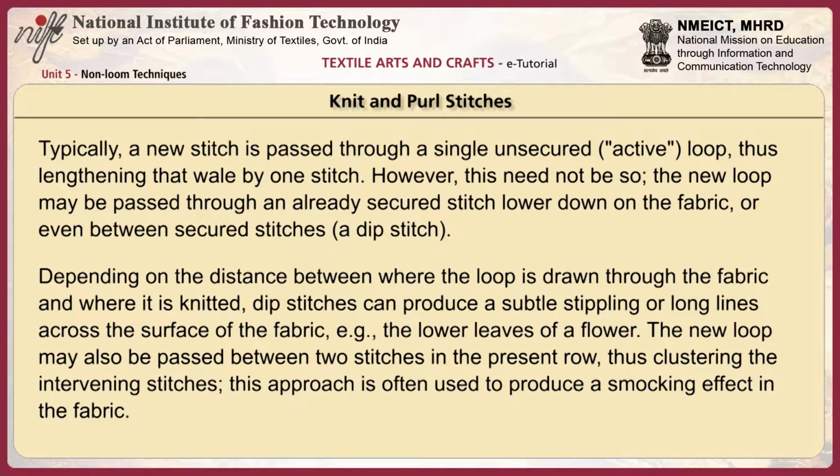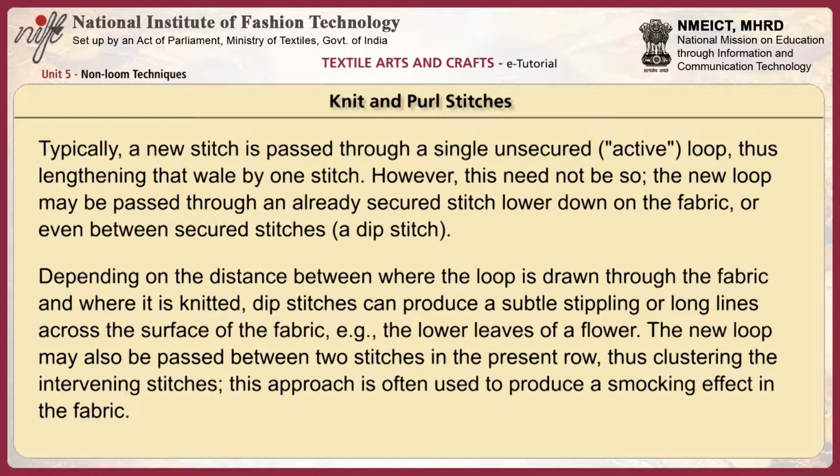Typically, a new stitch is passed through a single unsecured active loop, thus lengthening that veil by one stitch. However, this need not be so. The new loop may be passed through an already secured stitch lower down on the fabric or even between secured stitches as a dip stitch. Depending on the distance between where the loop is drawn through the fabric and where it is knitted, dip stitches can produce a subtle stippling or long lines across the surface of the fabric. Example, the lower leaves of a flower.